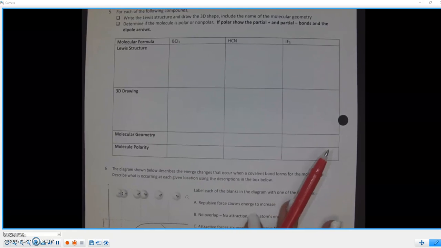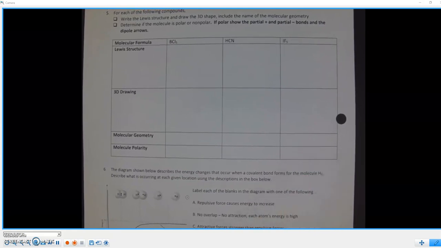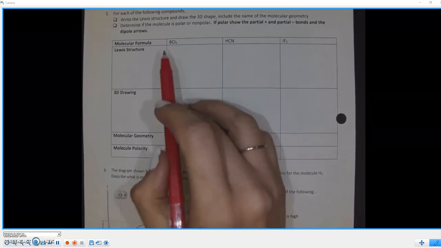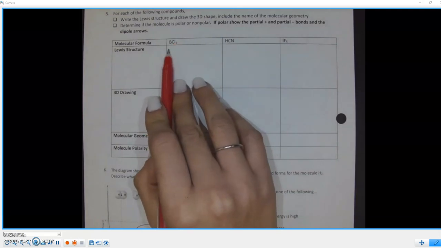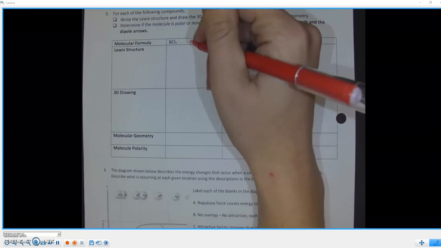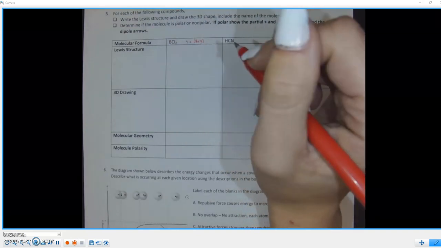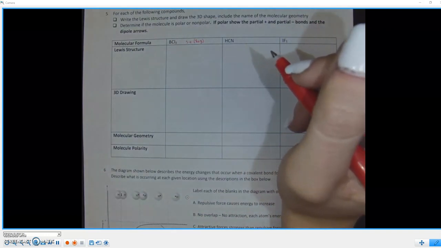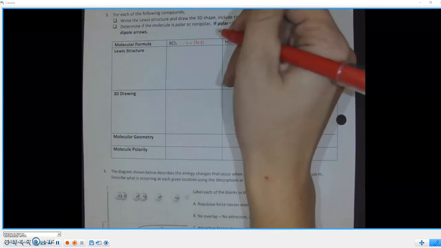Okay, we need to draw Lewis dot structures. So when we do this, the first thing we do is count our valence electrons. So looking at the periodic table, boron has 3 valence electrons, and then chlorines have 7, and we have 3 of those. And so that would be 24 valence electrons.